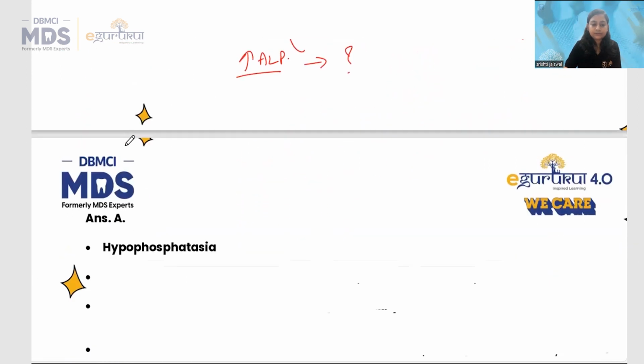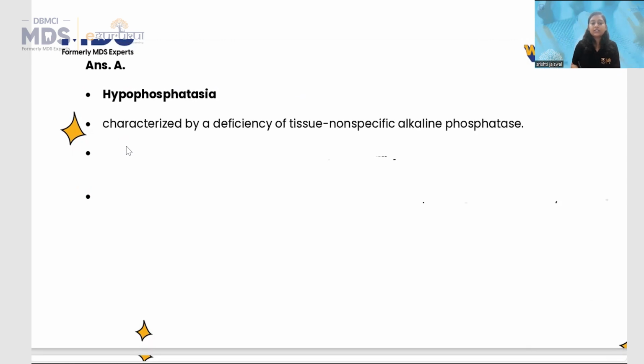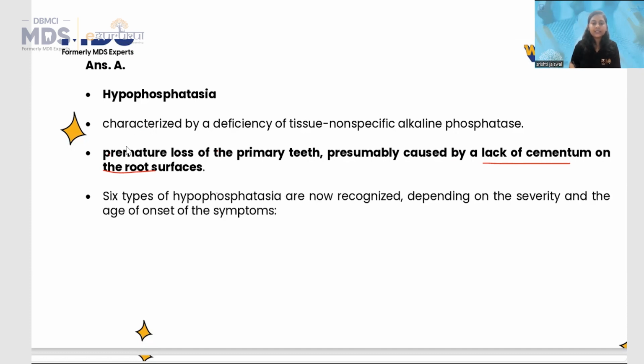Now, let's just have a look at hypophosphatasia. So it is characterized by deficiency of non-specific alkaline phosphatase. Now what do we see here? In this, we see premature loss of primary teeth, presumably by a lack of cementum on the root surface. Now, there are 6 types of hypophosphatasia that are recognized, but out of these 6, 2 are very important.